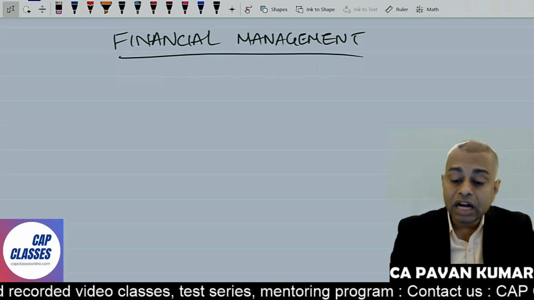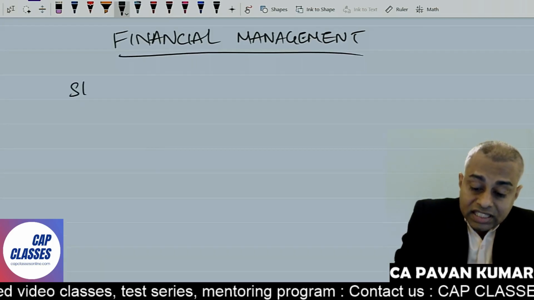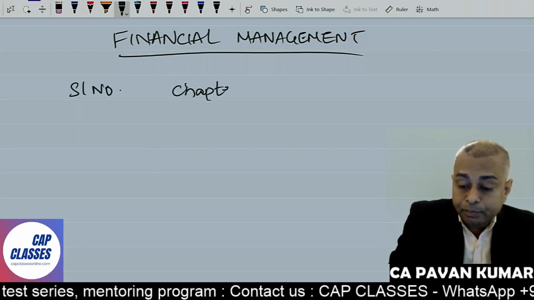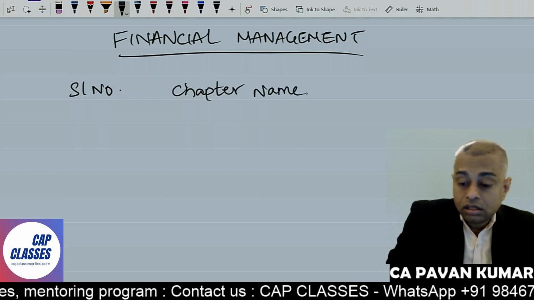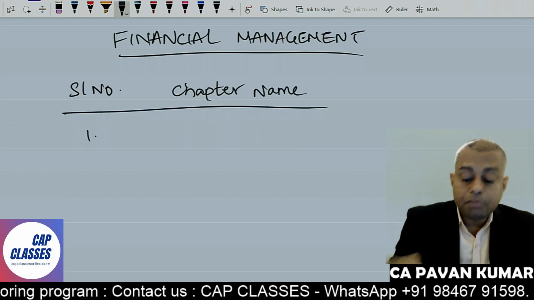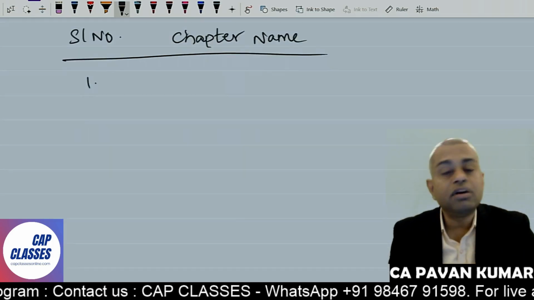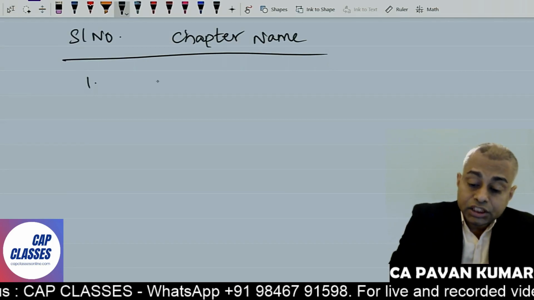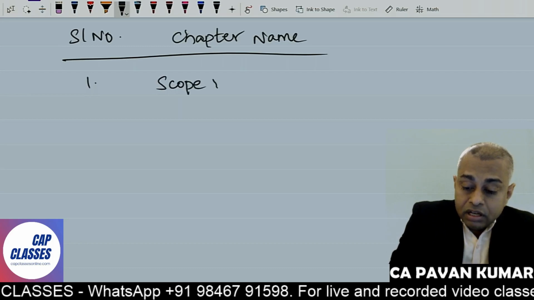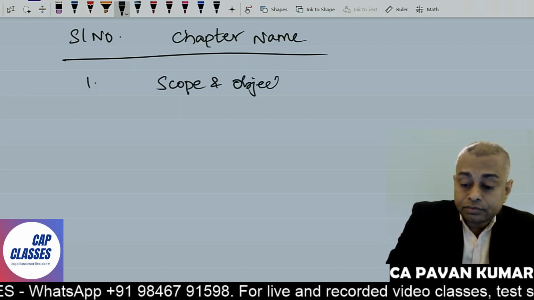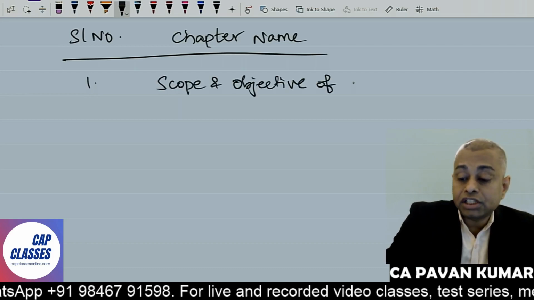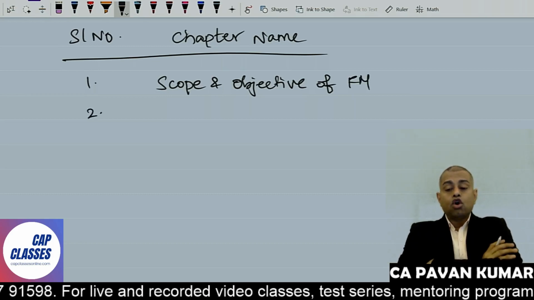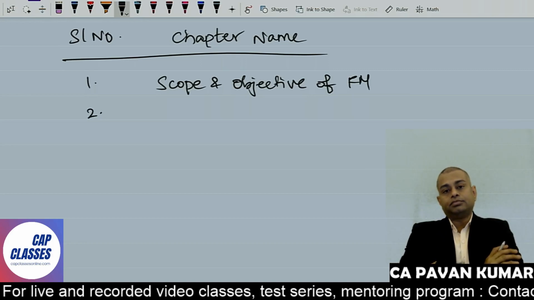So we'll start with financial management, then put a serial number in one column, and chapter name in the next column. Serial number 1. Obviously, serial number 1, chapter number 1 will be the introduction, isn't it? The introduction here is known as, right now, scope and objective of financial management, which is pure theory. What is this? Scope and objective of financial management.